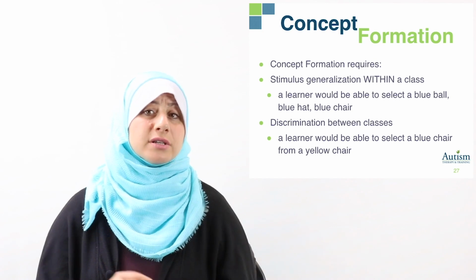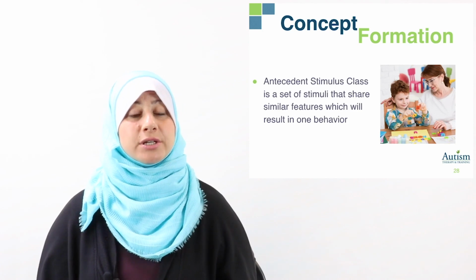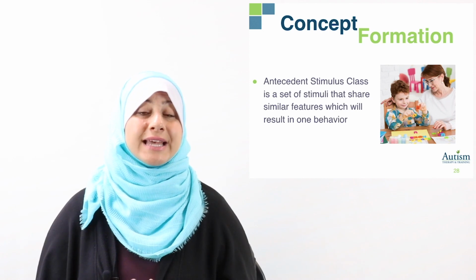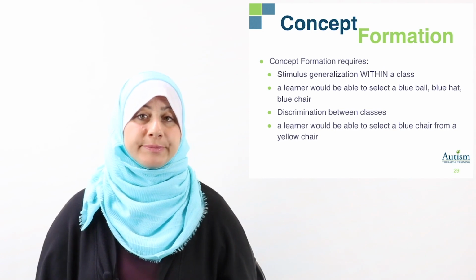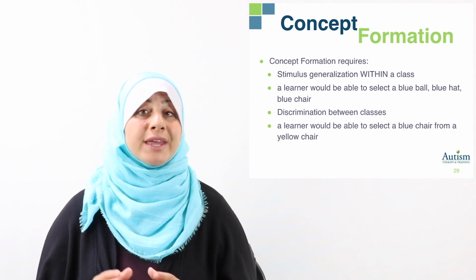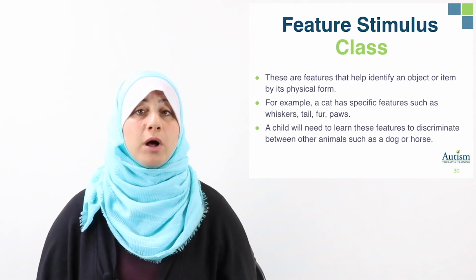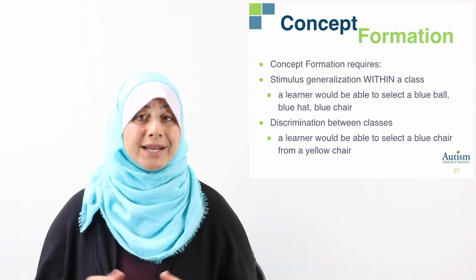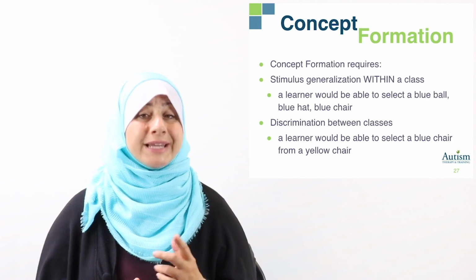Concept formation requires two things: stimulus generalization within a class and discrimination between classes. Antecedent stimulus class is a set of stimuli that share similar features that result in the same behavior. Stimulus generalization within a class teaches a learner that blue is blue. A learner would be able to select a blue ball or blue hat or blue chair, but the learner also needs to discriminate between classes. A learner would be able to select a blue chair from a yellow chair.